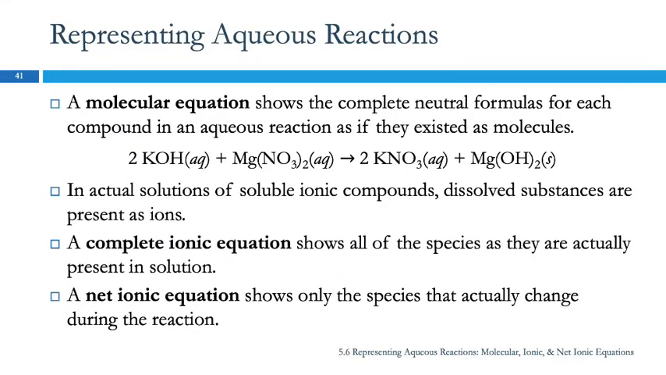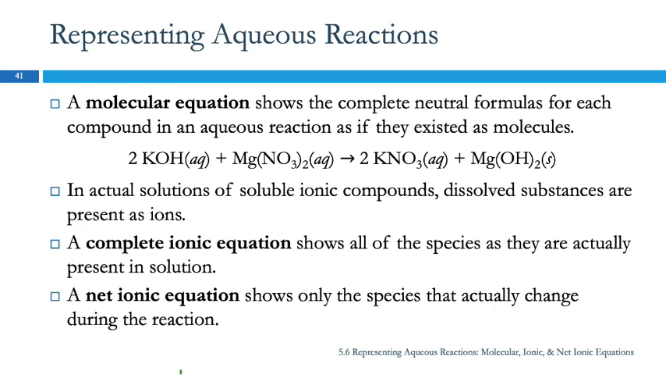Representing aqueous reactions. So there are different types of chemical equations. A molecular equation, which is what we think of as a regular chemical equation, is going to show the complete neutral formulas for all the compounds, just like if they were molecules. So here we have 2KOH plus MgNO3 makes 2KNO3 plus MgOH2.